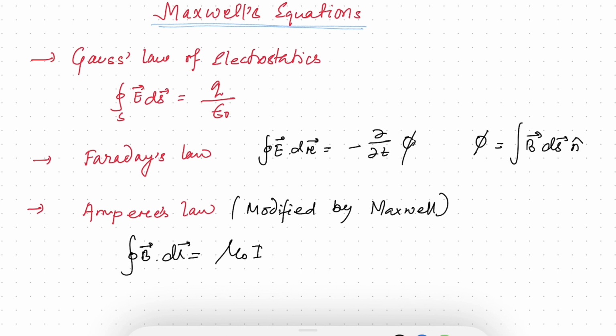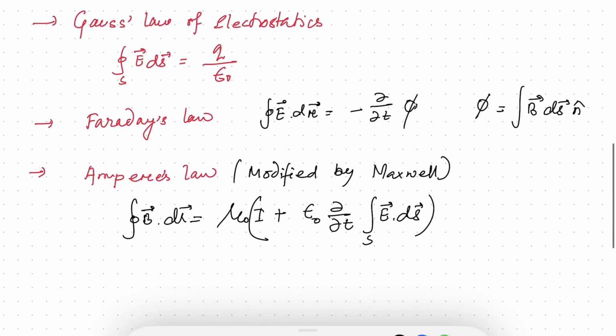So it is modified by Maxwell in this way, plus epsilon naught times the partial derivative of the surface integral of E dot vector ds, right? We have got this. Okay, this is modified by Maxwell.